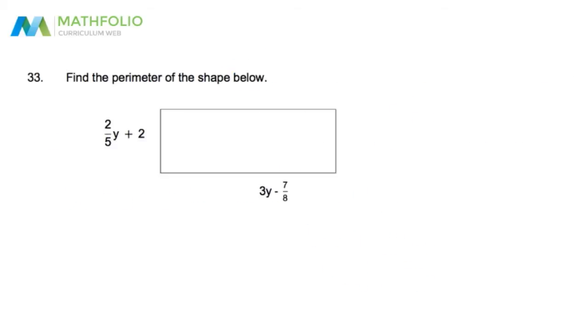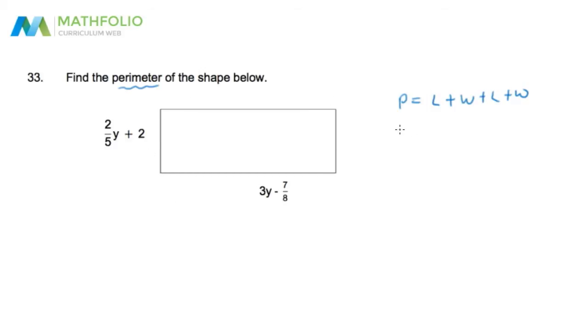Okay, question number 33. In this one, usually when they throw up a rectangle, we're dealing with area or perimeter. In this case, we are asked to find the perimeter of the shape below. Even though it doesn't show right angles, we can assume that this is a rectangle. And so we have a couple of formulas. We have P equals the length plus the width plus the length plus the width. That's one way to remember the perimeter, just as though we're walking around the entire shape.